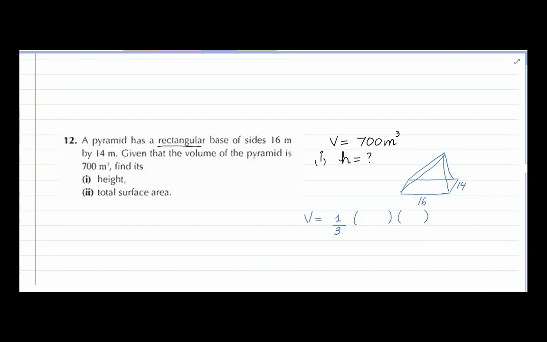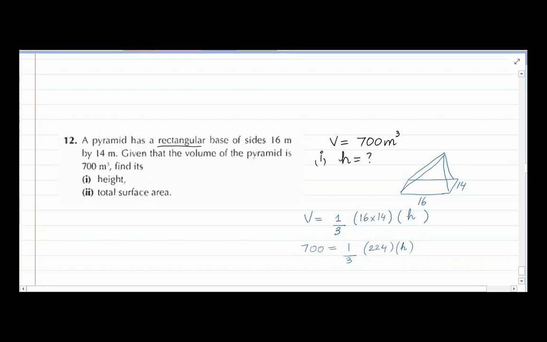Now you need to substitute the values. So the base area will be what? It will be 16 by 14. That is the area of a rectangle, right? Height is unknown, so I am going to place h here. The volume is known, it's 700 equals 1/3, and we have h here. So 16 times 14 is 224.